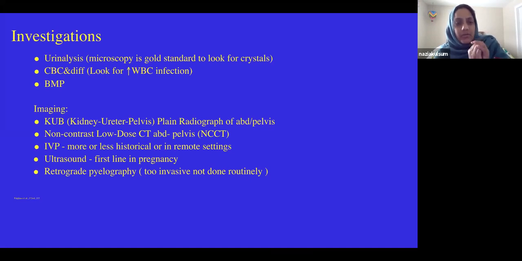Next, coming to the investigation, as we said, a simple urine analysis with blood in the urine or even crystals in the urine could be a good test to start off. If a patient has fever, then definitely obtain a CBC. Look at the white count to see if they have any infection. A BMP, again, to make sure in case of acute obstruction that the patient doesn't have an obstructive uropathy causing creatinine to be elevated and stuff like that.